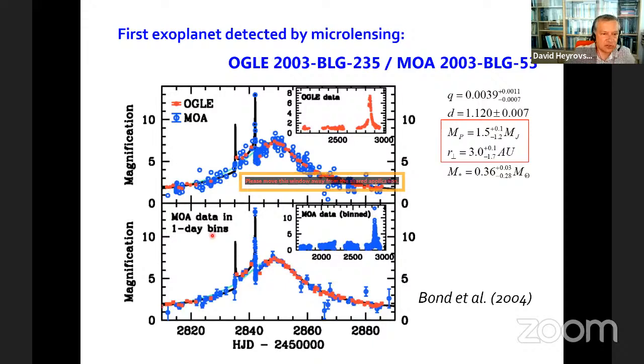The first planet detected by microlensing was detected in 2003, in this case OGLE-2003-BLG-235. You can see the basic light curve here, quite noisy still, but observed by OGLE and MOA. The basic light curve looks very much like a single point lens microlensing light curve. But there is this feature which cannot be explained by it, and this is due to a planet around the lens. The mass of the planet is about 1.5 Jupiter masses, and its separation is 3 astronomical units, so fairly large from the star.